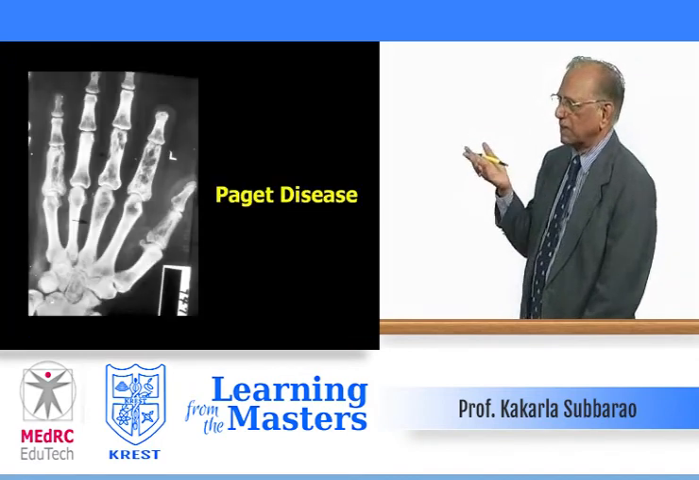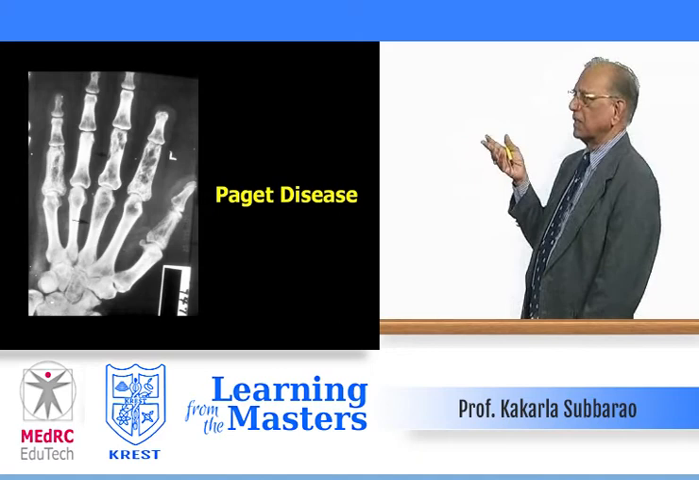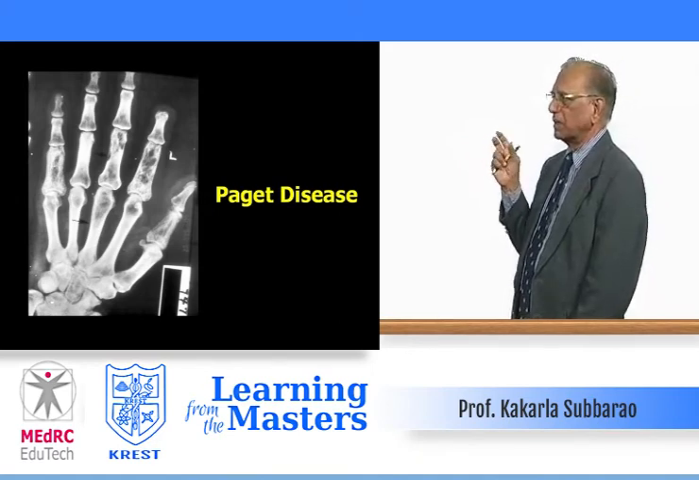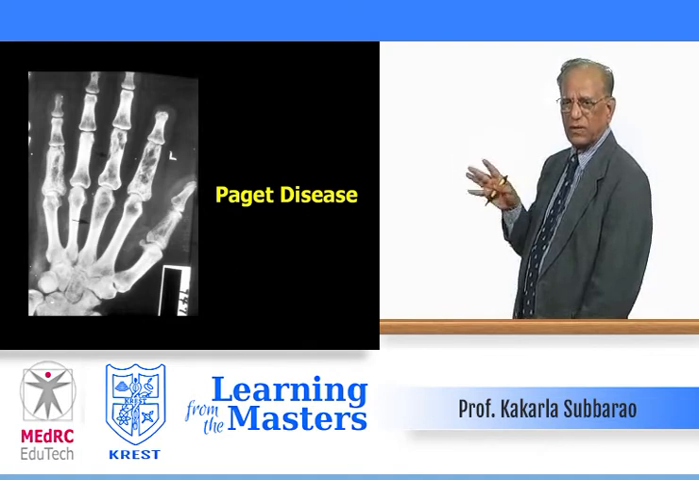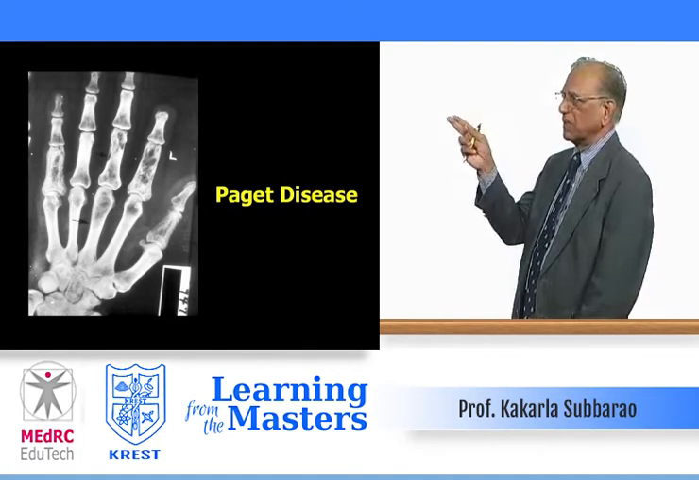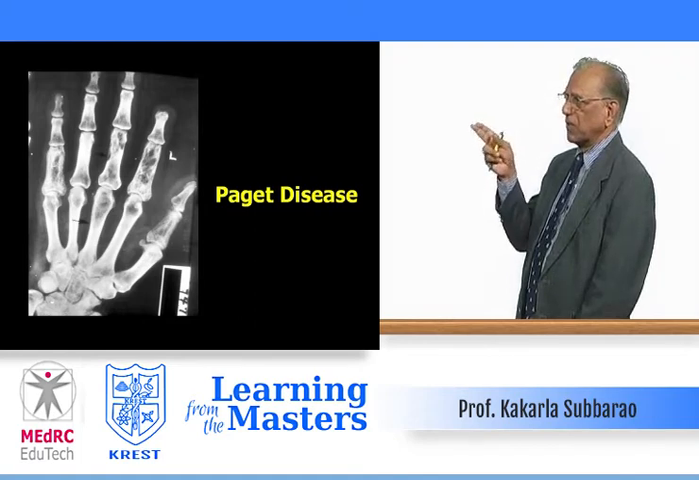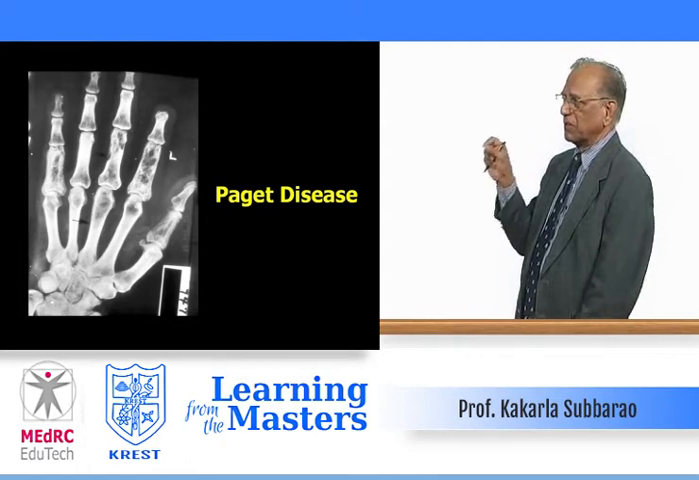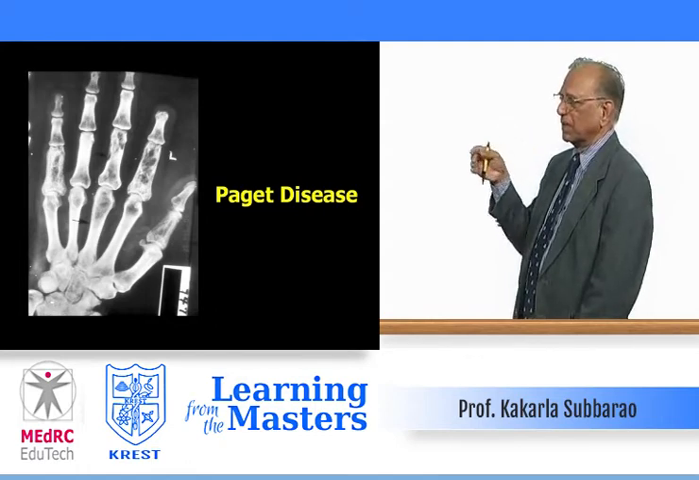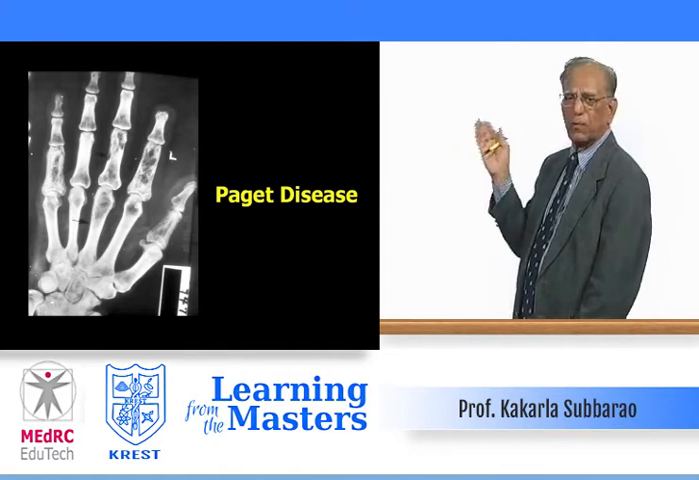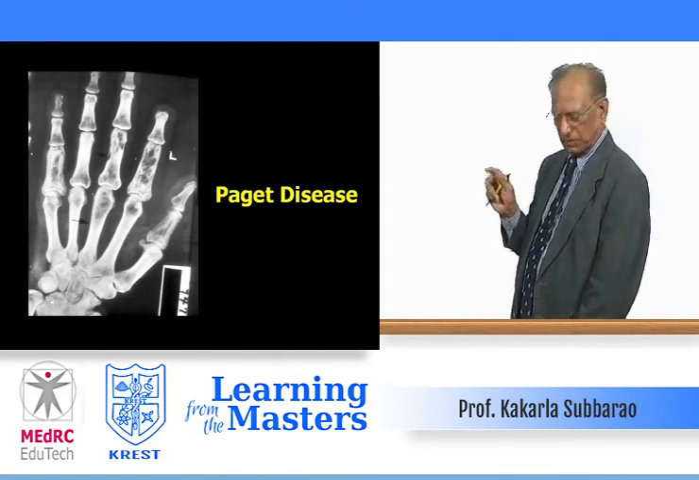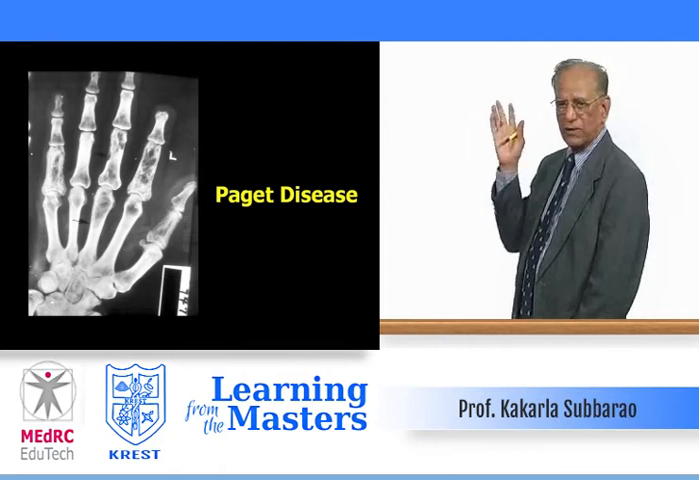Paget disease. Notice the one important thing in Paget disease is there are three phases: osteolytic phase, osteosclerotic phase, and mixed phase. This is mixed phase. There is sclerosis of the proximal phalanx of the ring finger. There is expansion of the proximal phalanx of the little finger. There are lytic changes. So this is a spectrum of pagetoid changes in the bones. Of course, final stage is malignancy.